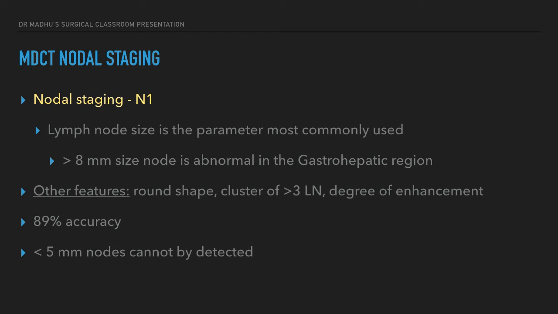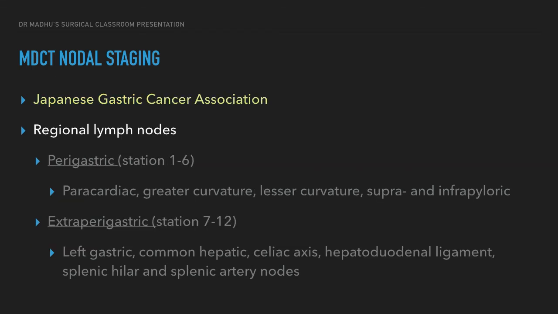Overall, the CT scan has up to 89% accuracy in nodal staging. And the other thing that we need to understand is that small nodes which are less than 5 millimeters in size cannot be detected by a CT scan, but these nodes can still harbor metastatic cells. Nodal staging is incomplete without identifying the nodal stations.